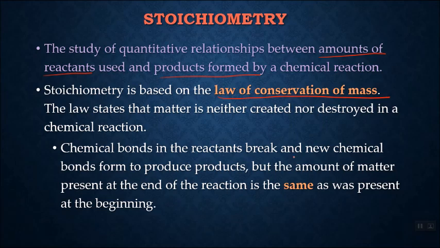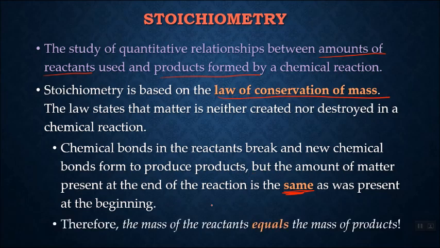Chemical bonds in reactants break and new bonds form to produce the products. So you do have bond breaking, bond forming, new substances forming, and there's an energy exchange in there. That's going to be under another topic. But the amount of matter present at the end of the reaction is the same as it was at the beginning. So you don't lose matter, you don't gain matter. It's not created or destroyed, not gained or lost. However, it is altered and just in a new form, in a new substance. Therefore, the mass of the reactants should equal the mass of the products.